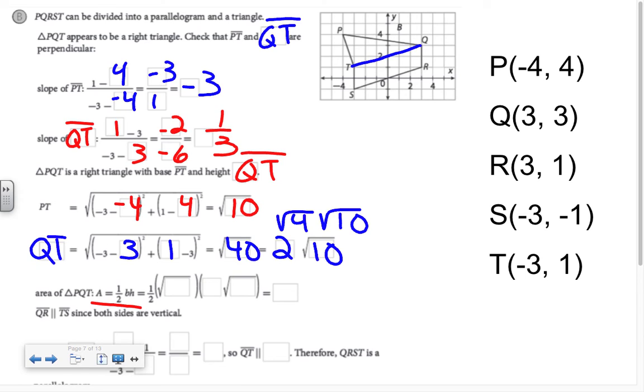So the area of triangle PQT is 1/2 base times height, so that's 1/2 radical 10 times 2 radical 10. This 1/2 and 2 cancel each other out. Square root of 10 times square root of 10 is square root of 100, which is just 10.